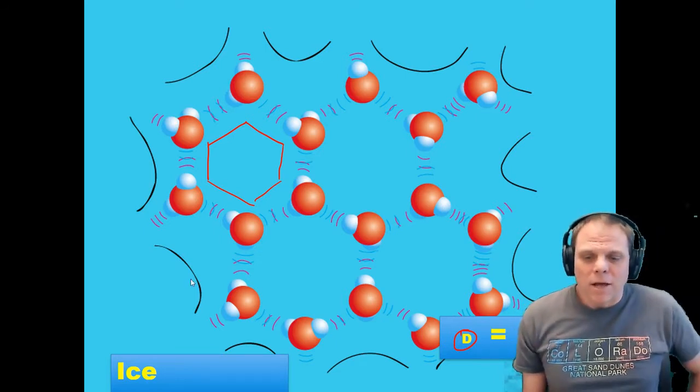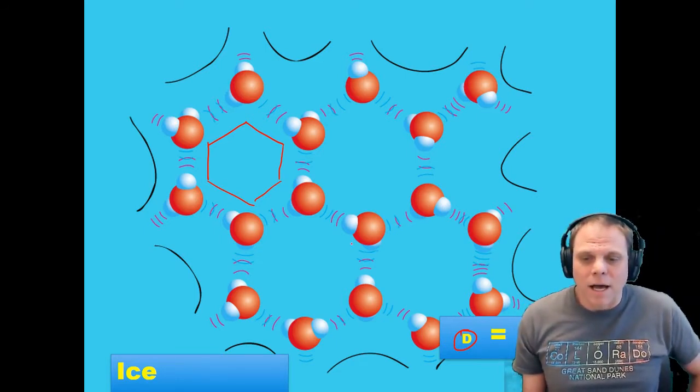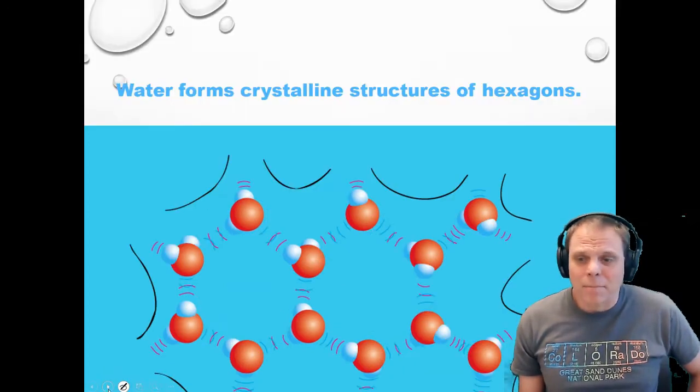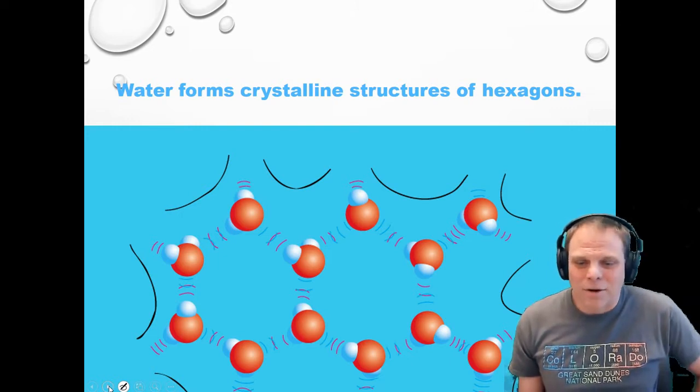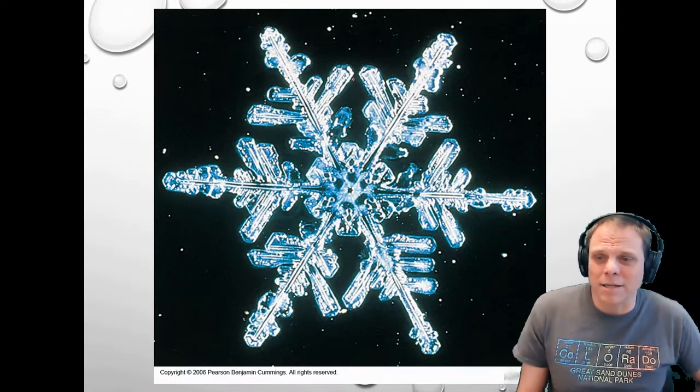Now this is cool because you may have never paid attention to the shape of ice, but when you look at the shape of ice, you're going to start seeing lots of little hexagons in there, right? Crystalline water is forming structures of hexagons. Now let's take a look at that.